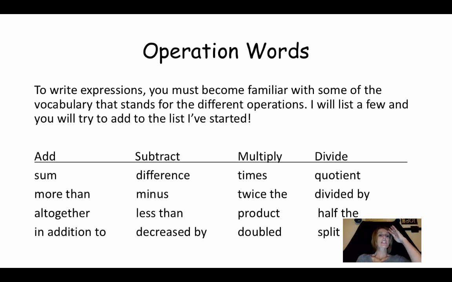So for adding, I have some, more than, altogether, in addition to. For subtract, I have difference, minus, less than, and decreased by. Multiply, I have times, twice, product, and doubled, which we could add tripled. Divide, I have quotient, divided by, half, or split among. All of those should make you think of the 4 operations. So if you want to go ahead and pause and add to that list any that you can think of, and then we can talk about those in class.